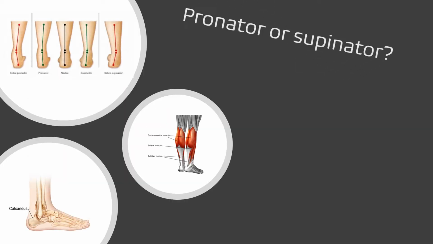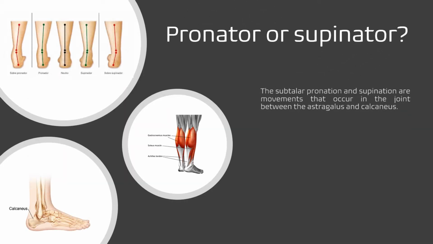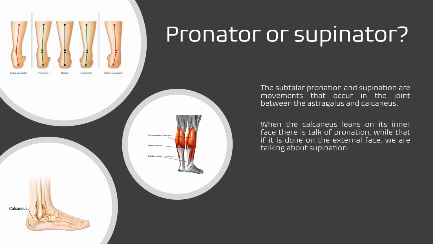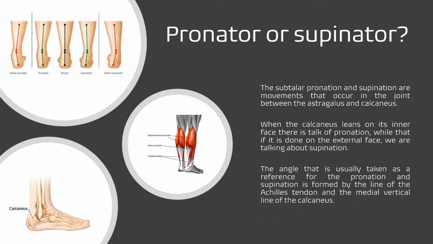What does pronator or supinator mean? The subtalar pronation and supination are movements that occur in the joint between the astragalus and calcaneus. The subtalar joint can make movements in three planes of space, so that the anterior portion of the calcaneus makes movements in three spatial directions. One of these directions corresponds to the pronation and supination movements.